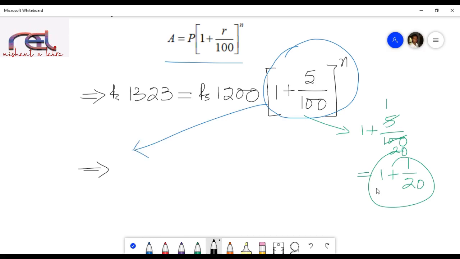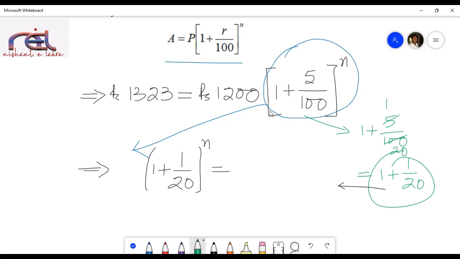We have simplified it. Now what we have to do is, the nth power is with the bracket 1 plus 5 by 100. So we will make this whole bracket with the nth power the subject. Okay, 1 plus 1 by 20 to the power n, we have to make this the subject. Little by little we have to separate it. The n is with the values present in the bracket, so we cannot directly remove it.